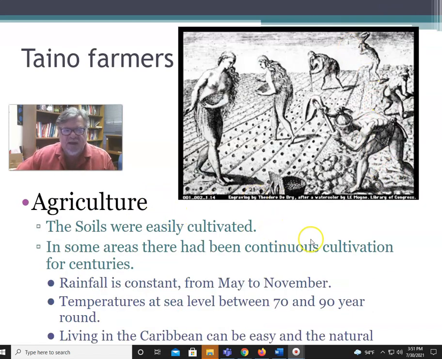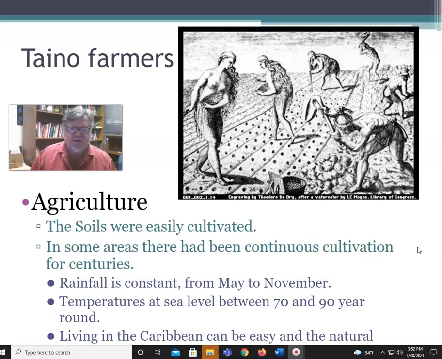Another group were the Tainos, the Taino-Arawak. Arawak is a larger term for a larger linguistic group of peoples. The specific peoples that lived in the Caribbean where Columbus arrived were called Tainos, but they were related to the Arawakan family, and they were fairly sophisticated farmers. The soils were easily cultivated. In some areas, there had been continuous cultivation for centuries.